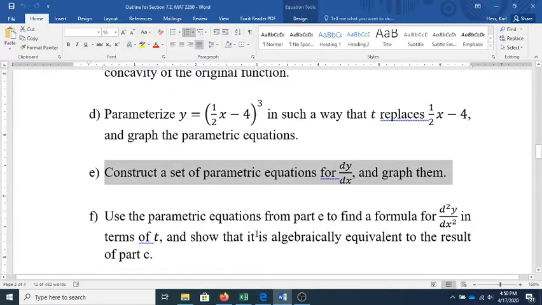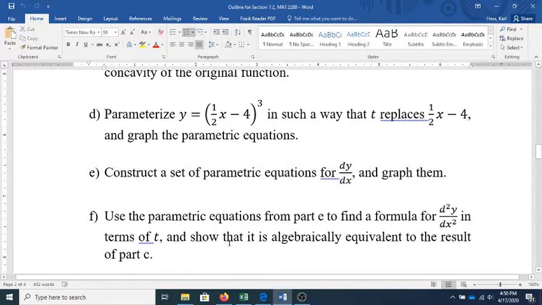You know, it's funny how I talk like the outline is asking things of us. I wrote the outline, but it's because I wouldn't remember everything I wanted to do if I didn't have an outline. Alright, part F. Use the parametric equations from part E to find a formula.